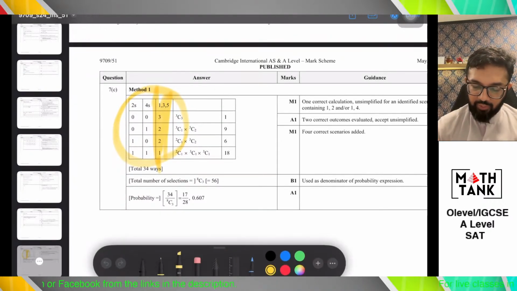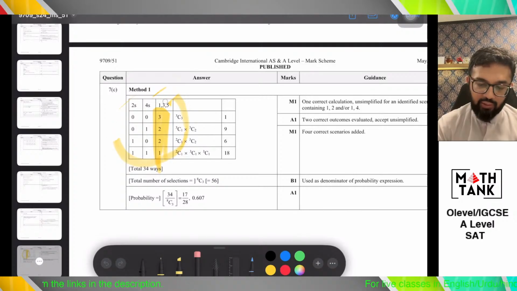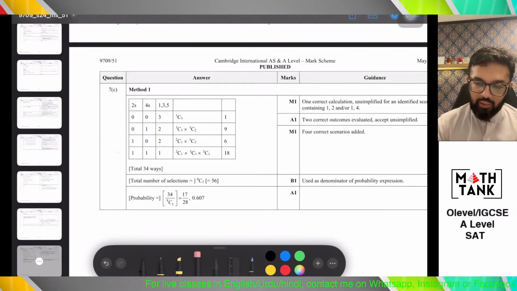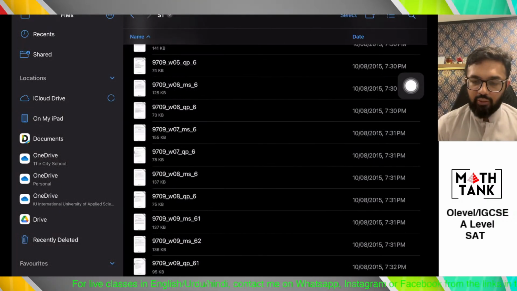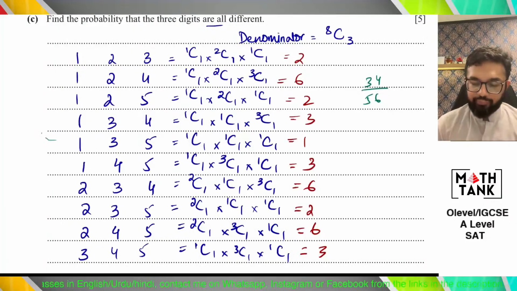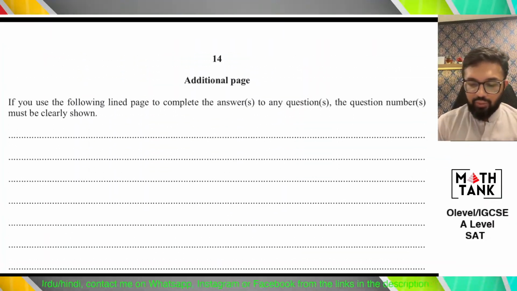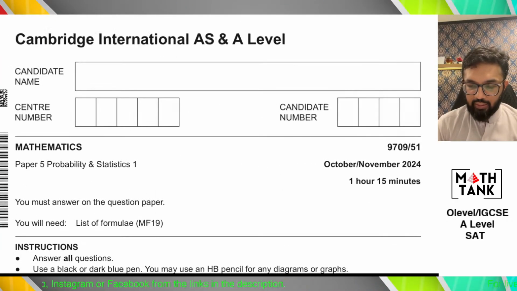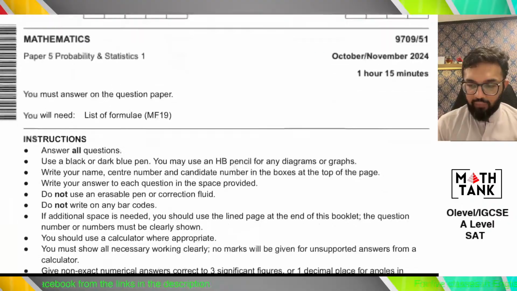I think I did something on the marking scheme while I was solving this yesterday, so those are marks from the marking scheme. On to the next question now. The next paper is November 2451.